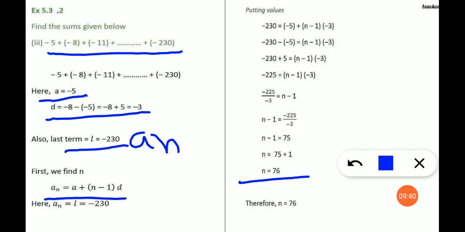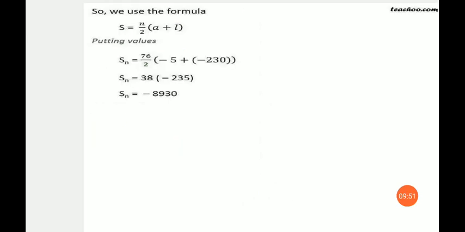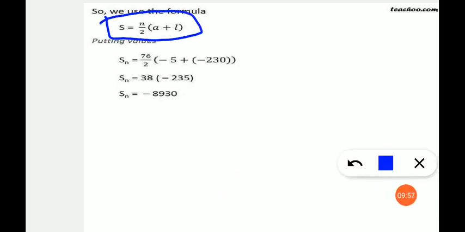But we don't have to find n in the question. The question says find the sum. So next step, we will find out the sum using the formula Sn is equal to n by 2 into (a plus L). And just now we got n as 76. a we know it is minus 5, and last term also it is given in the question, minus 230. Again we will put all the values and solve it. After solving, we get the answer as minus 8930 as the sum of the given terms of the AP.